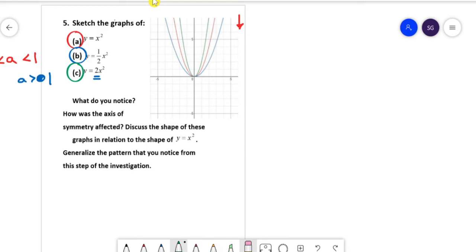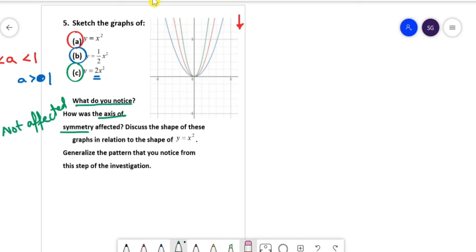What we notice from here is, first of all, how is the axis of symmetry? When you're stretching along the y-axis, you're not doing anything to the axis of symmetry. So the axis of symmetry is not affected. That's clear.